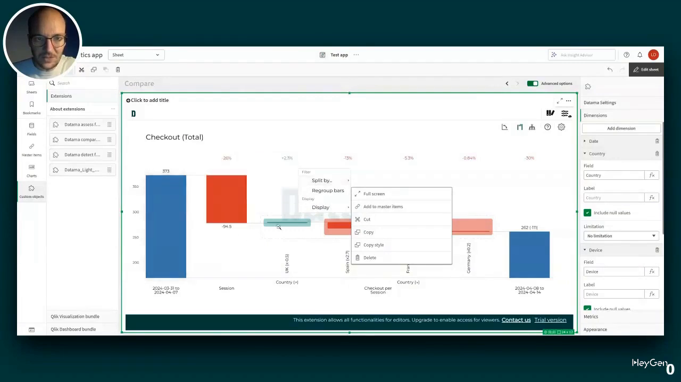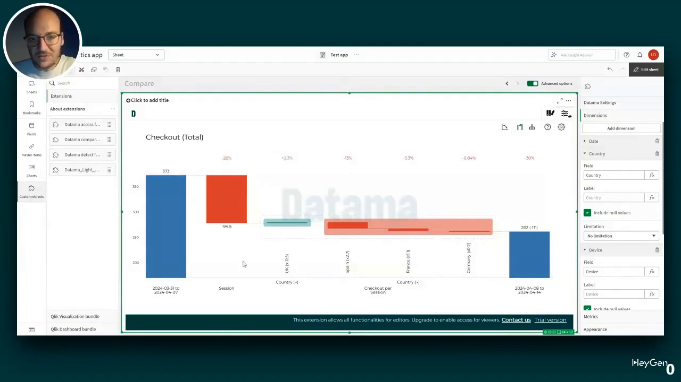Datama is capable of isolating what are called mix effects. So, for example, a conversion rate that would decrease, not because you actually have an underperformance on this metric, but rather because at the input of this metric, you had more traffic, more volume in a segment that performs less well, and therefore you see the average decrease.